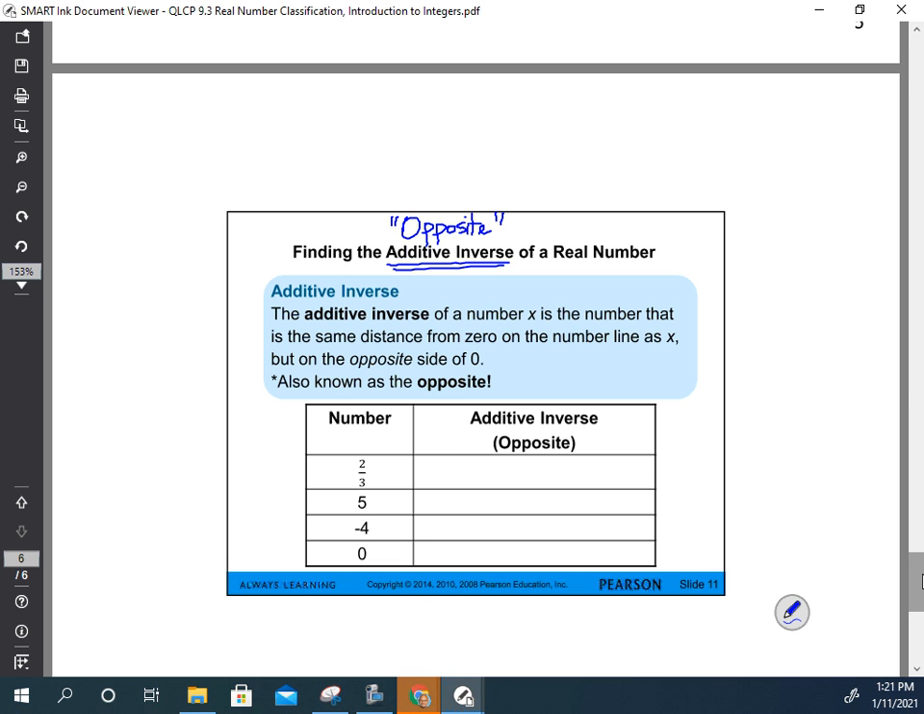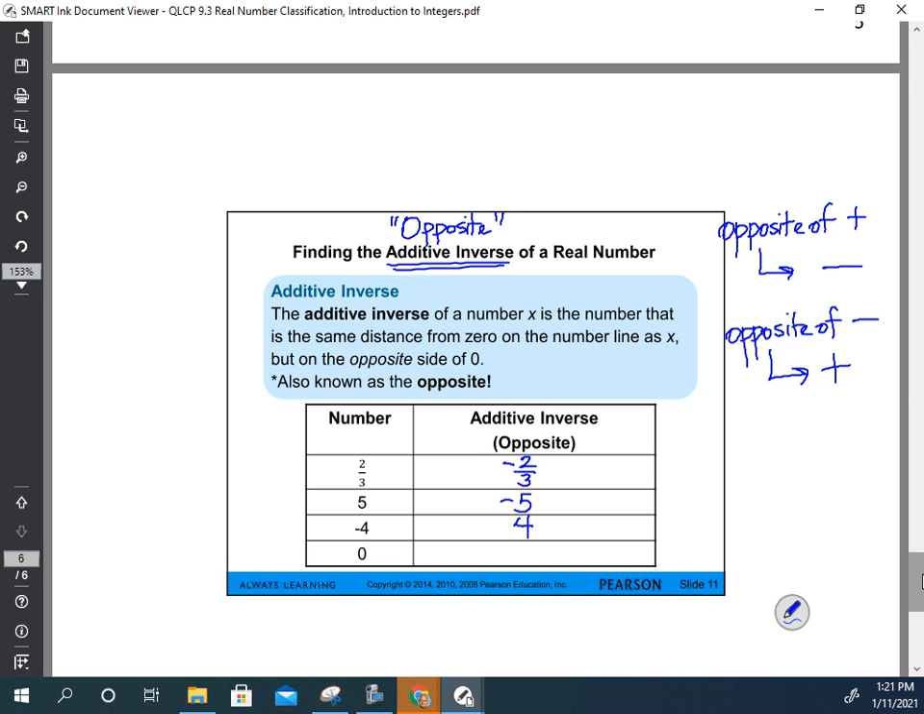And you all know opposites. What's the opposite of a positive number? Opposite of positive is negative, and opposite of negative is what? So if I give you 2/3, the opposite is -2/3. Change the sign. +5, -5. -4, +4.